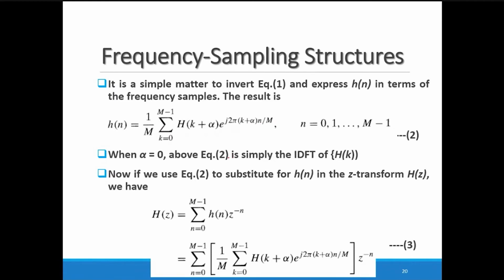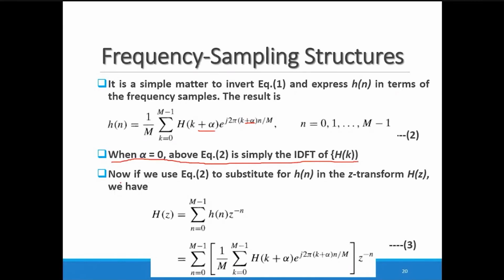And this is the same equation we have applied for the IDFT. Only the change is that this plus alpha term is there. If I take alpha equal to 0, this equation is the same as your IDFT, which is mentioned over here. When alpha is equal to 0, above equation 2 is simply the IDFT of H of k.